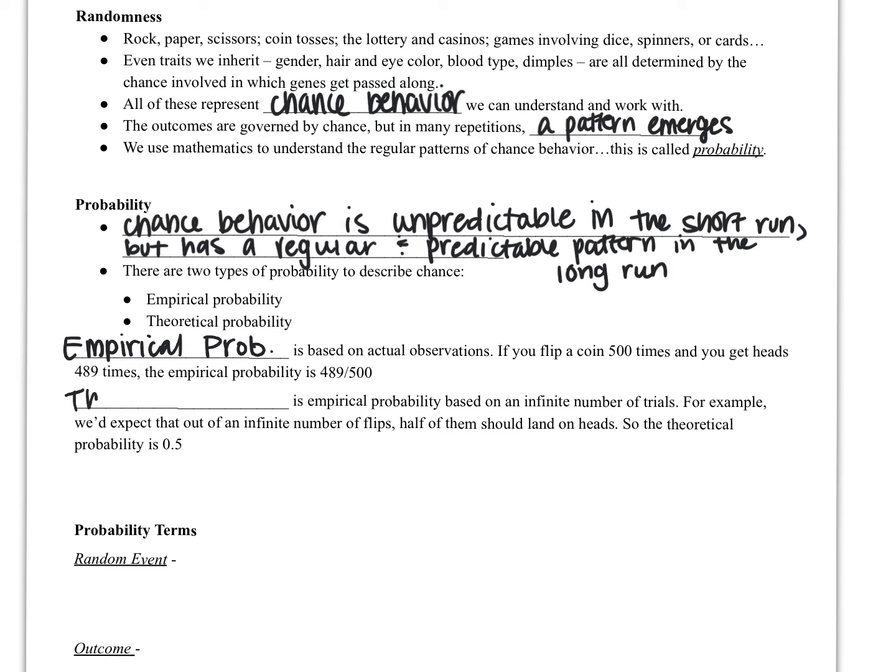On the other hand, theoretical probability is empirical probability based on an infinite number of trials. So this goes back to flipping a coin. We'd expect that out of an infinite number of flips, half of them should land on heads. So the theoretical probability is 0.5. It goes back to the example I was just talking about: in a specific number of flips, heads might come up 489 times, but we know that theoretically, the probability is still 0.5.